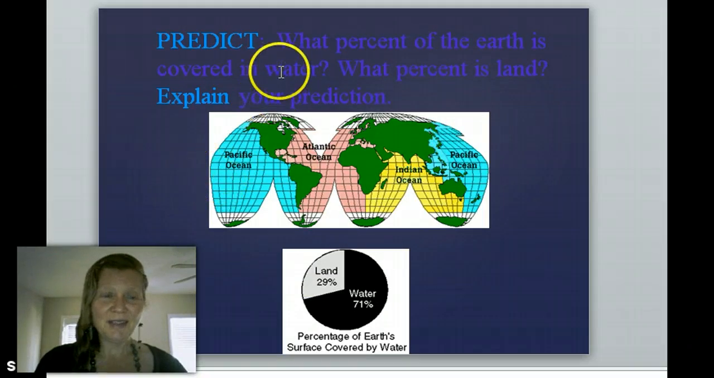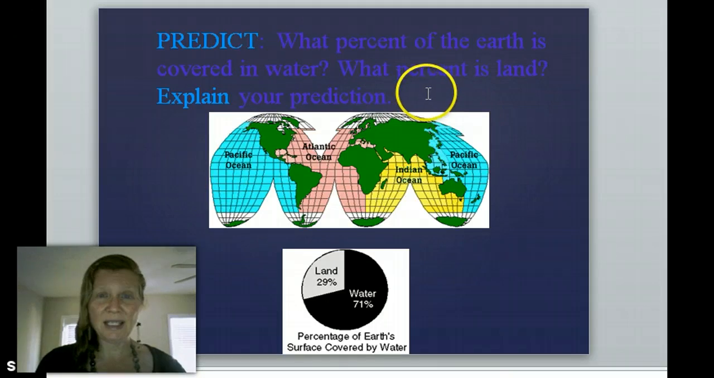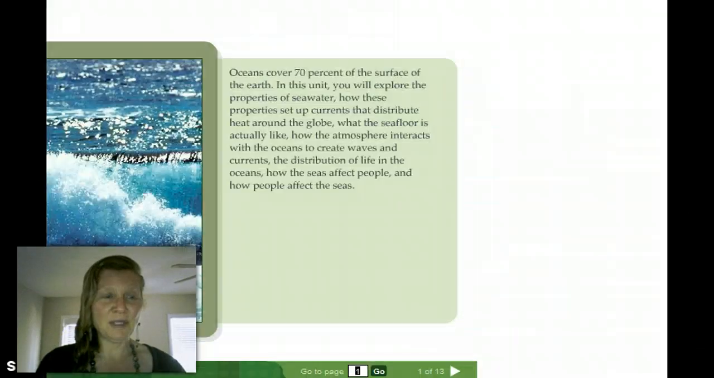Something you're going to be considering is what percent of the Earth is covered in water, what percent is land, and what percent do you believe is salt versus fresh water? So these are some other inquiry-based learning activities that we're going to be doing.